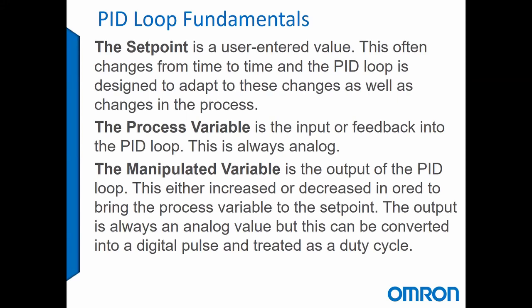The process variable is the input. This would commonly be a transmitter of some kind. If this was a flow loop, it would be a flow transmitter. I'm going to say we're programming an oven today, so this would be the temperature probe in the oven.